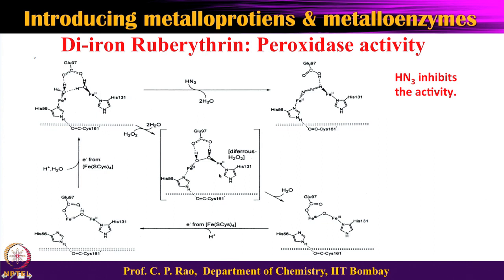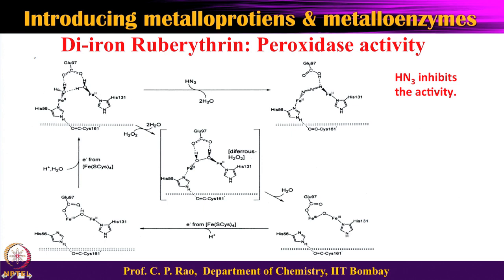So, the diiron center. How do we know this is really the center that is responsible for the reactivity? Now, you react with the HN3. So, the HN3 will bind in this region where otherwise the H2O2 binds. So, H2O2 is binding here, and the same place HN3 will bind, N3 minus will bind. So, when the N3 minus binds, this will inhibit the reaction. So, this clearly tells this is the reaction center.